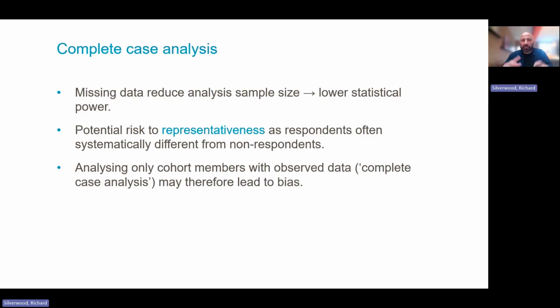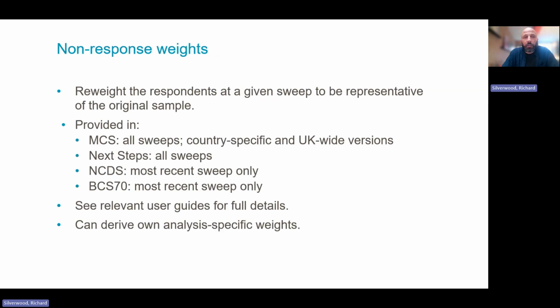So in your analysis sample, you're likely to have individuals with higher levels of education, lower levels of deprivation, better health. We know they're more likely to respond. So the conclusions that you draw might not generalize to the entire population that you're interested in. So there's different approaches that you can use to try and address this problem. One is the use of non-response weights, which generally try to re-weight your analysis sample to be representative of your original sample and therefore your target population.